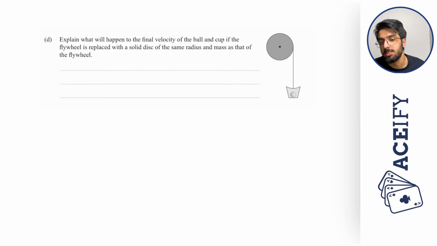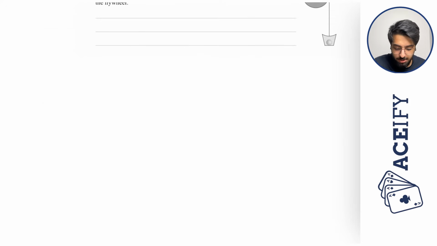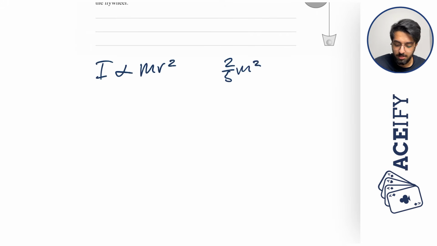Explain what will happen to the final velocity of the ball and cup if the flywheel is replaced with a solid disc with the same radius and mass. We know our rotational inertia is directly proportional to our mr squared. The reason why I'm not saying equals in this case is because there are cases, as we've seen in this exam, where we have 2/5 mr squared, or 1 over 2 mr squared, right? It's not always equal to mr squared.